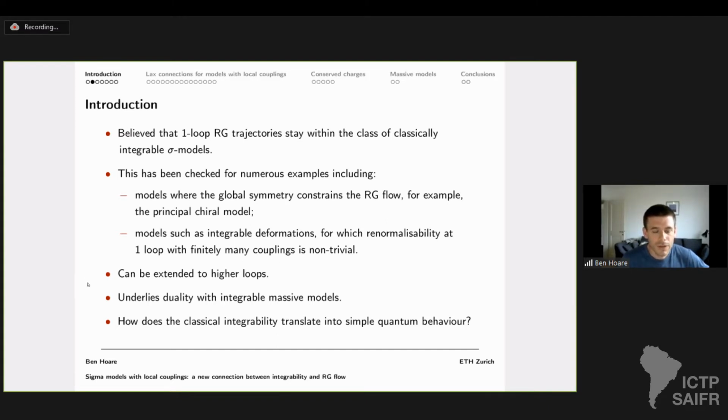Let me also mention two related developments. This can be extended to higher loops, and it also underlies a duality with integrable massive models. There's been a lot of activity discussing these ideas in recent years. I didn't really have space to list all the citations, but you can find them in the paper. There's an underlying question, which is how does the classical integrability translate into simple quantum behavior? That's the first observation that we'll come back to in a second. But first, let me move to the second observation.